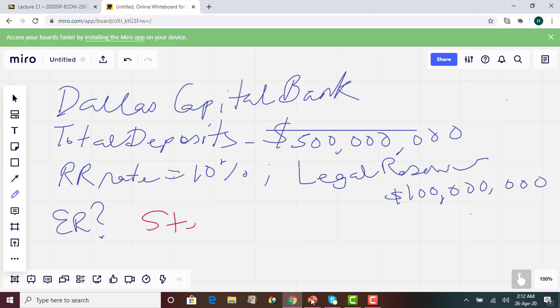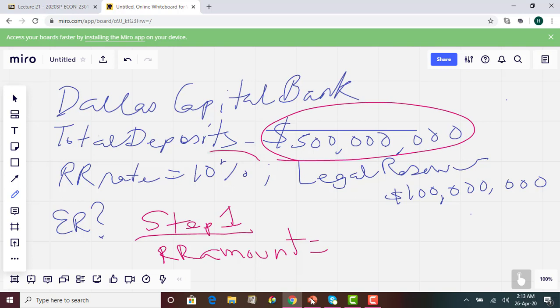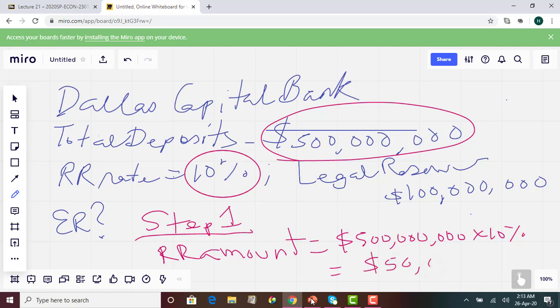Step one is to calculate the required reserve amount. We are given the rate, but we don't know the amount yet. The amount is based on total deposits. We take the total deposits and multiply this by the required reserve rate. So 500 million times 10% is equal to 50 million. So that's the required reserve. Banks have to keep this amount aside.